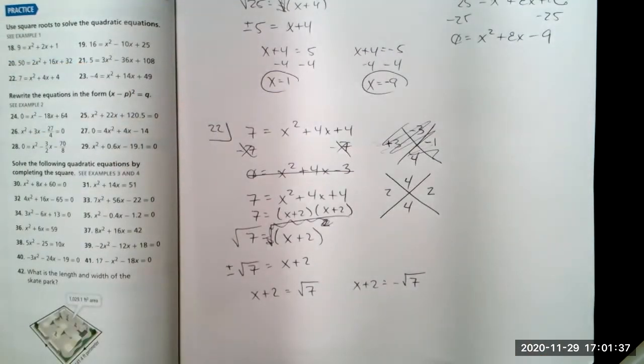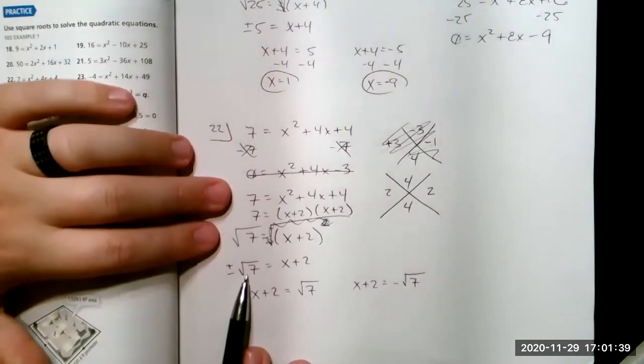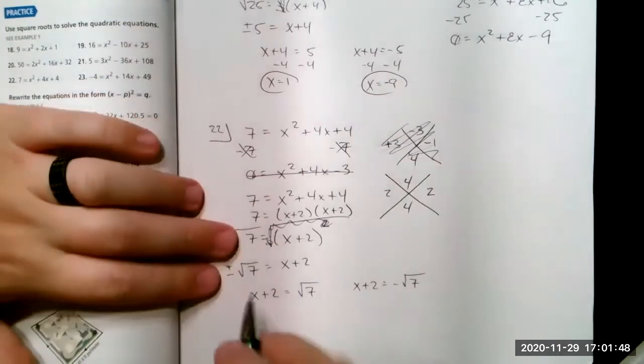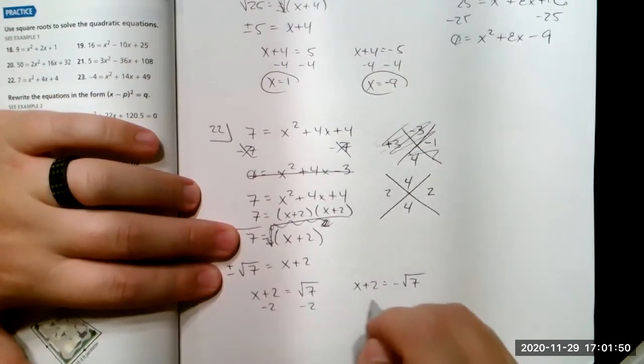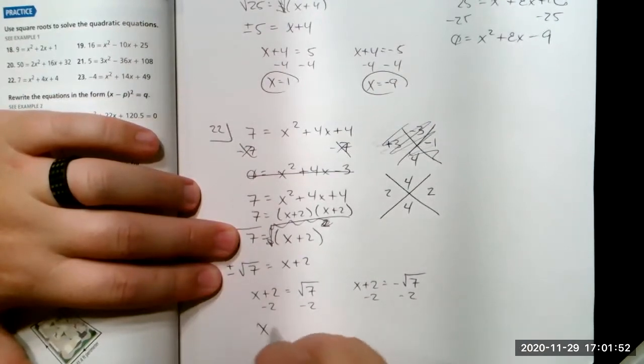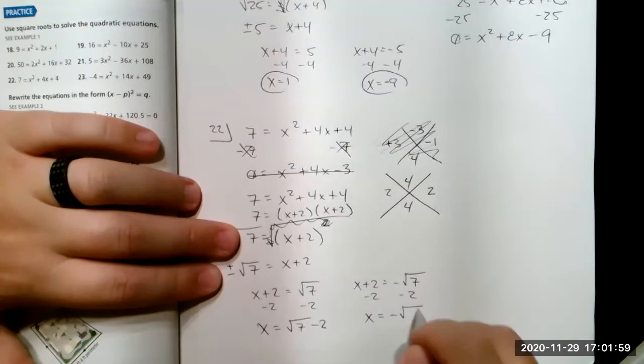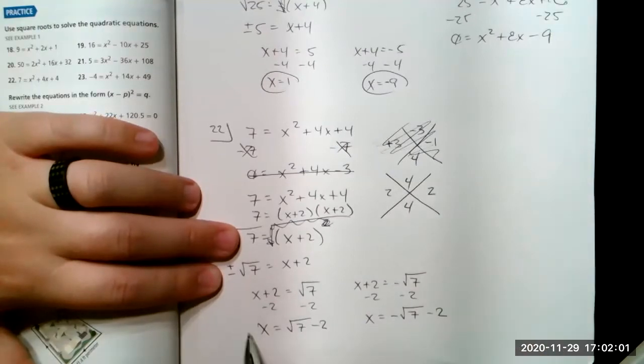So don't get sidetracked. Don't let it confuse you that we have root 7. Square root of 7 is just a number. If I had my phone here, I would tell you what it is. But again, it's like 2 point something. So if I solve this, I'll subtract 2 from both sides. And I get x equals the square root of 7 minus 2, and x equals negative root 7 minus 2.